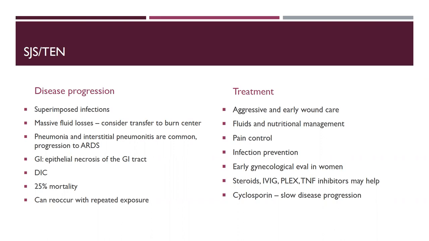There is some thought that things like steroids and IVIG and plasmapheresis may help, but again, that's in the setting of it's presumed to be an immune reaction, and maybe something that helps tamp down the immune system will help. The studies on it are kind of mixed. The one that did have some promise was cyclosporin, which may slow the disease progression.